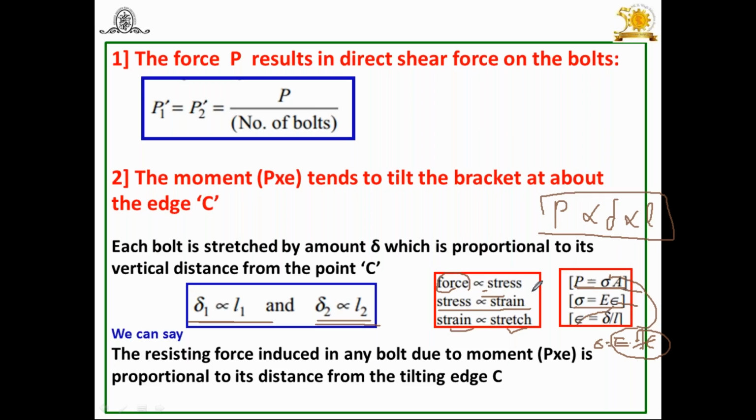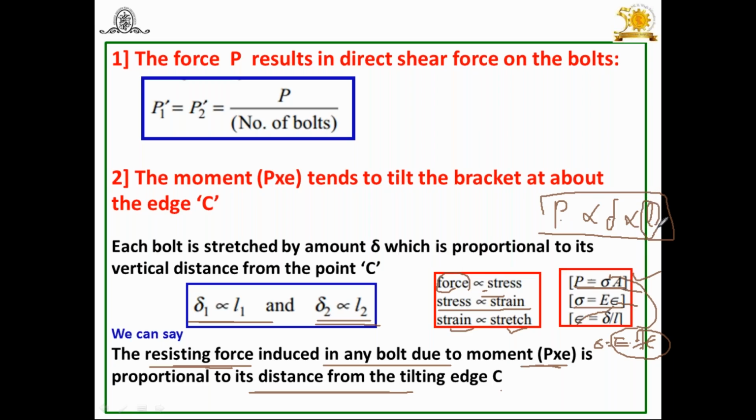Force is directly proportional to stress. You know very well, that is sigma. Stress is equal to force upon area. Then stress and strain, Hooke's law, and strain means stretch, that is change in length upon original length. Now, based on this, what are we going to say? This resisting force induced in any bolt due to this couple is proportional to its distance from C. That means force is directly proportional to delta and L.